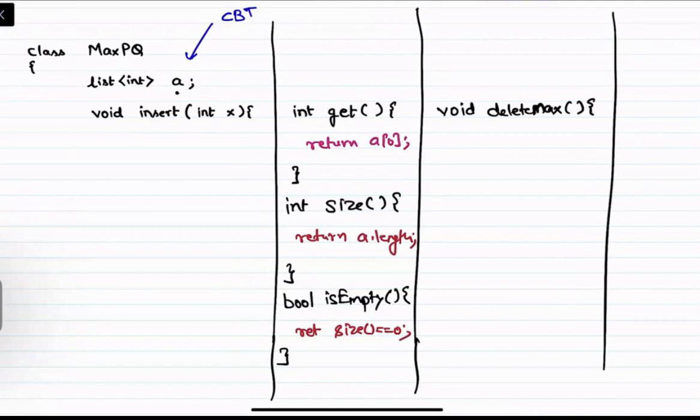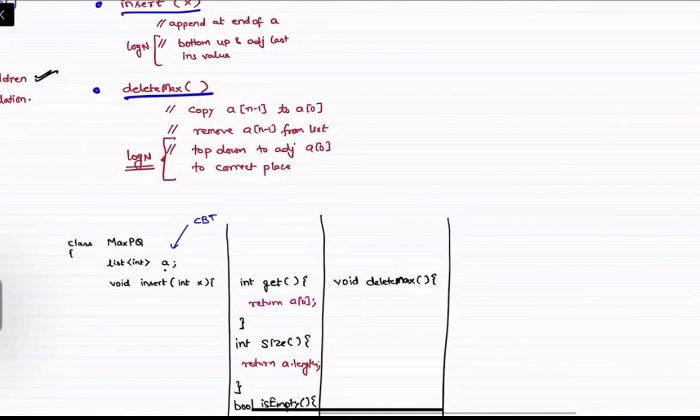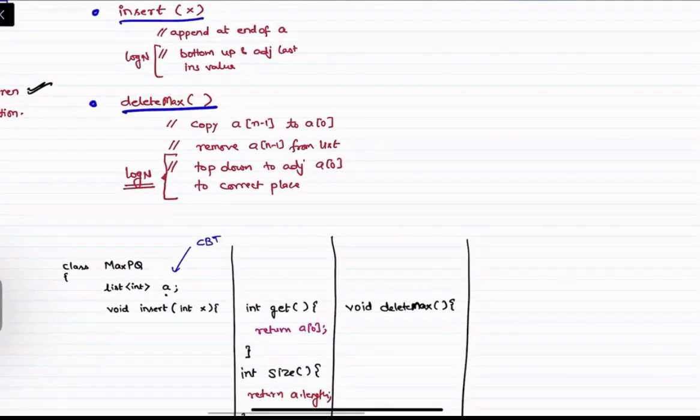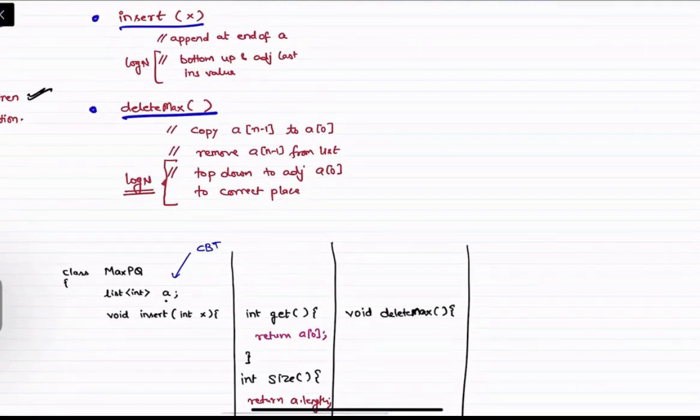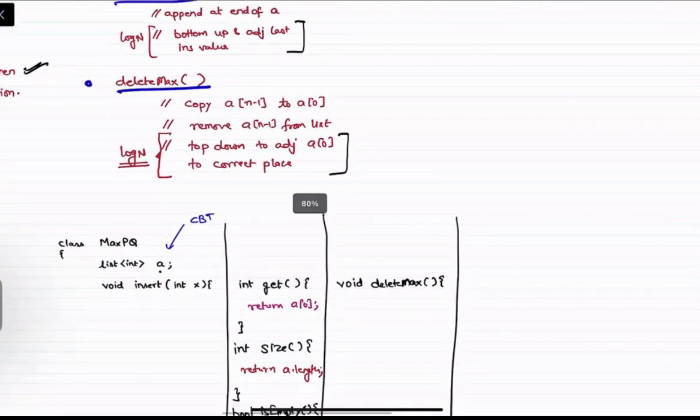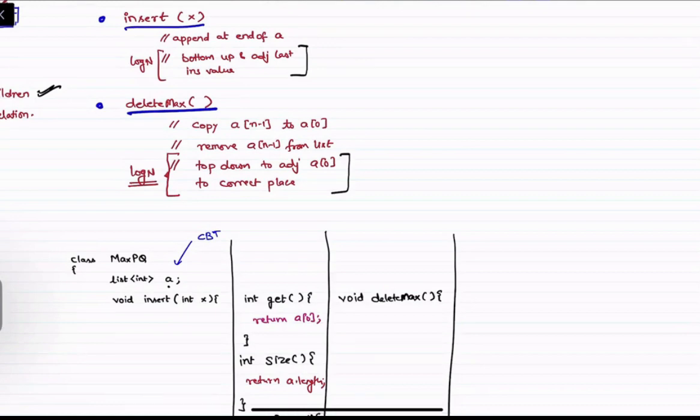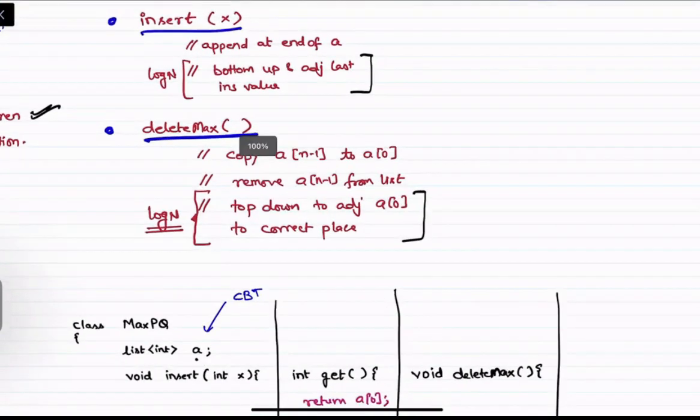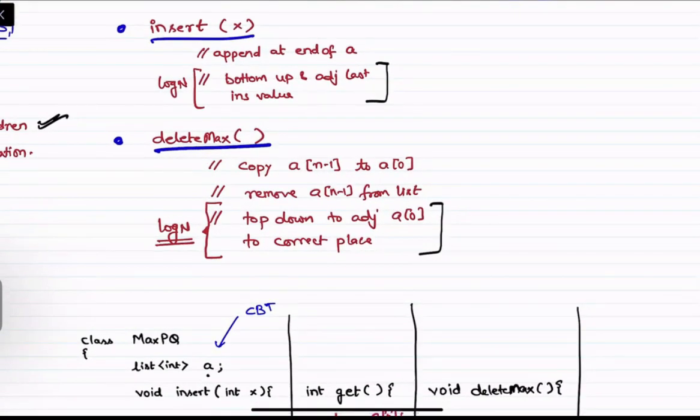Now I want you guys to implement insert and delete max. And keep in mind when you're writing that, you will have to write top down and bottom up functions. Take some time and move around in the array and implement. First implement insert. Just see what we are going to do in insert. I want you guys to translate this idea to code. So get started.